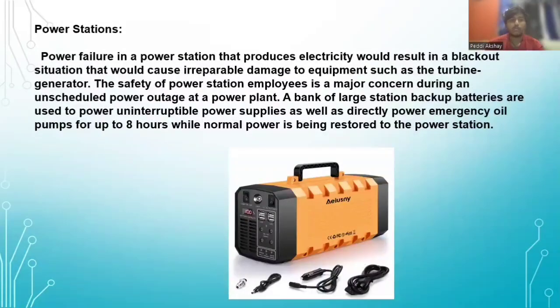Power stations. Power failure in a power station that produces electricity would result in a blackout situation that would cause irreparable damage to equipment such as the turbine generator. The safety of power station employees is also a major concern during an unscheduled power outage at a power plant. A bank of large station backup batteries are used to power uninterruptible power supplies as well as directly power emergency oil pumps for up to 8 hours while normal power is being restored to the power station.